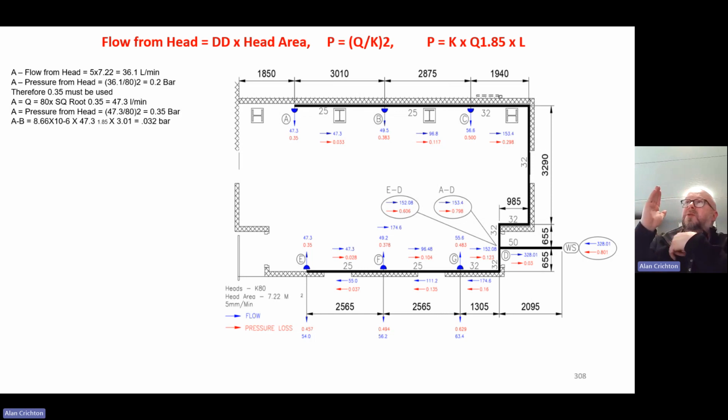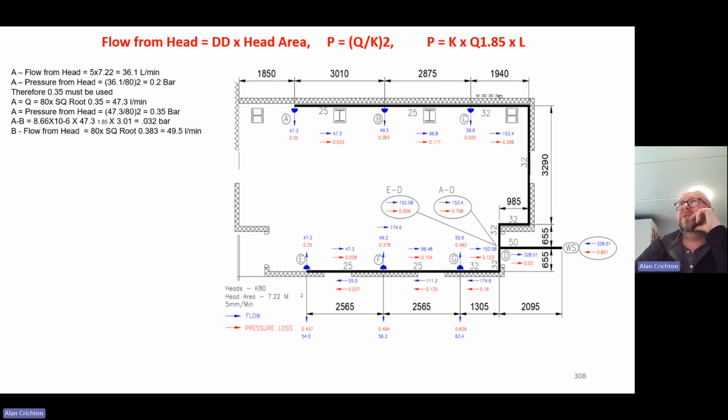Okay, so we've got the K factor, we've got the flow, and the length of that pipe is marked down in the drawing at 3.010. It has to be in meters. So when we work all that out, we work out that we're getting the pressure loss down this pipe of 0.033 bars.